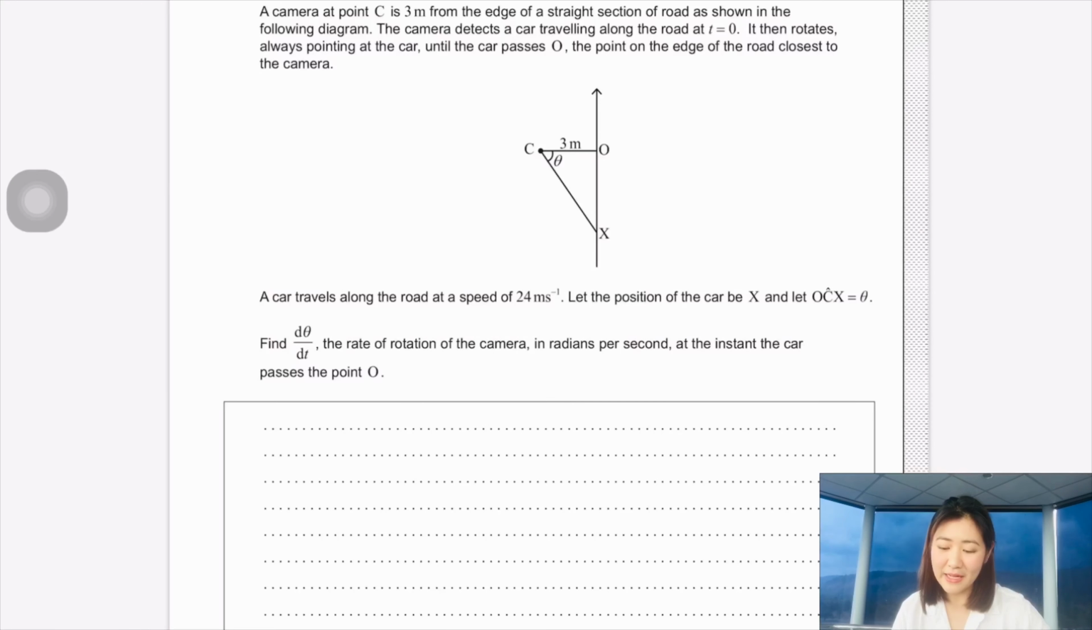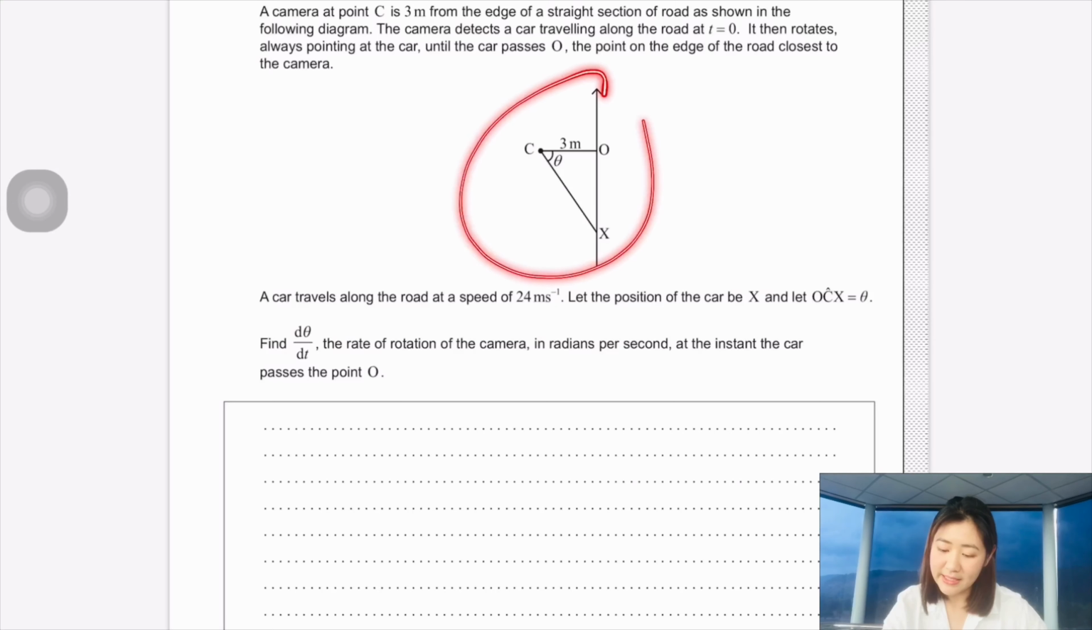Question 5. A camera at point C is 3 meters from the edge of a straight section of a road as shown in the following diagram. The camera detects a car traveling along the road at t = 0. Then it rotates, always pointing at the car until the car passes O, the point on the edge of the road closest to the camera as in the diagram.